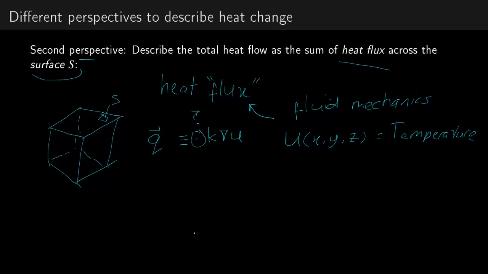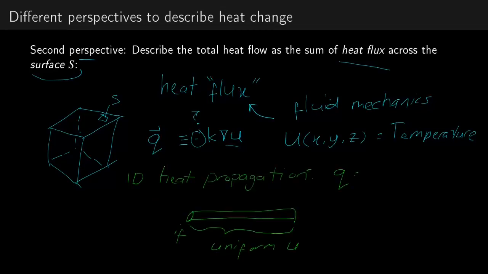So why the negative sign? Think about the heat flux as the reverse in temperature difference. For example, in 1D heat propagation, Q is simply negative K du dx. Now, if you have a uniform U, i.e. uniform temperature, then Q is 0. So, no heat flow.